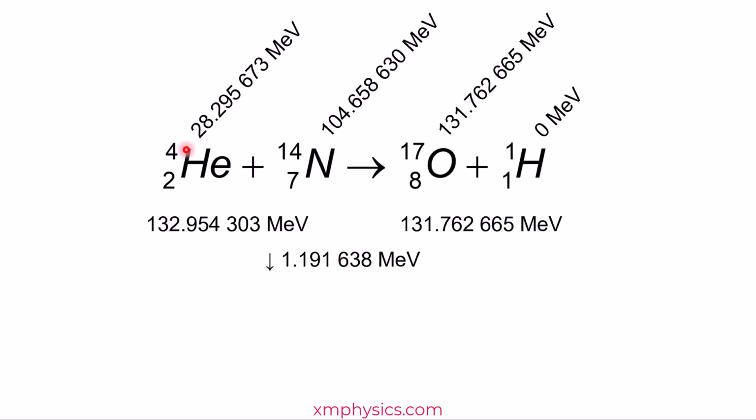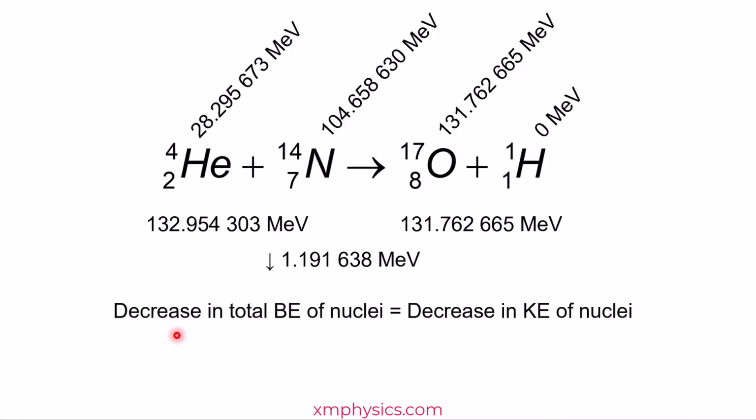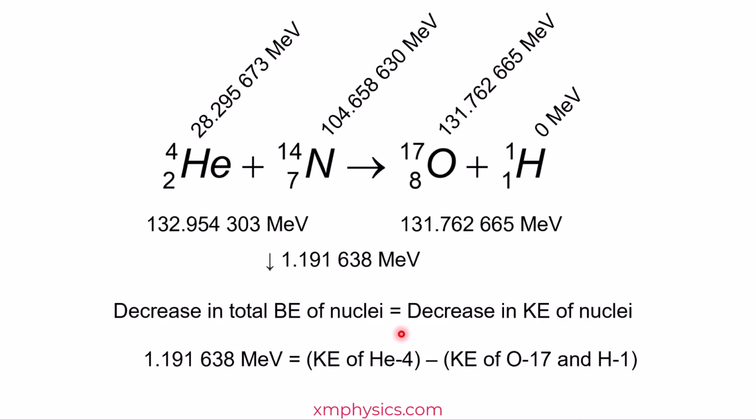Or you just imagine breaking this down into 18 nucleons and then reassembling them into the oxygen-17 and hydrogen-1. So when you unbind them, you got to supply 133 mega electron volts. But when they are bound together, they release 132 mega electron volts. So on the whole, we still must supply this amount. To do calculations, you write that the decrease in total binding energy is equal to the decrease in KE of the nuclei. Sometimes they like to ask, what is the minimum KE of this helium-4 in order for this nuclear reaction to occur? The answer is, it must be at least this amount plus the KE of the product nuclei.